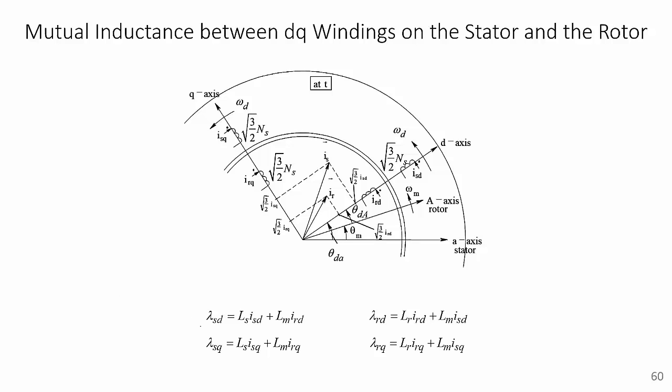Let's consider the case of the stator d-axis flux linkage. Only the windings along the d-axis contribute to any flux linkage in the d-axis windings, and the currents in the q-axis winding do not contribute to any flux linkage in the d-axis winding. Thus, the flux linkage in the stator d-axis winding is equal to the self-inductance times the current in the d-axis stator winding plus the magnetizing inductance times the current in the rotor d-axis winding. And similarly, expressions for the flux linkage of all the other 4 windings can be written.